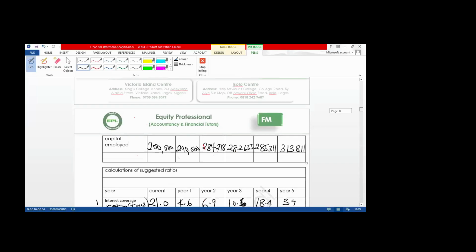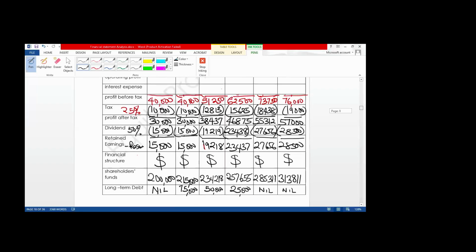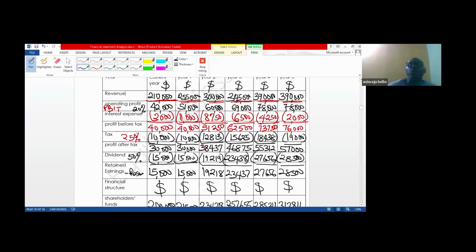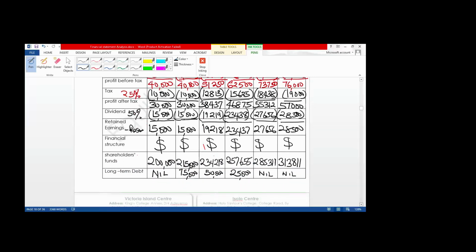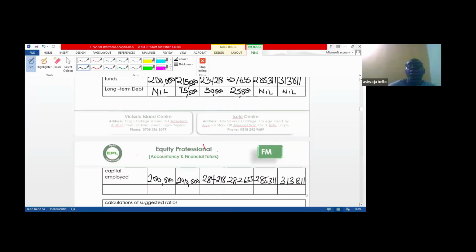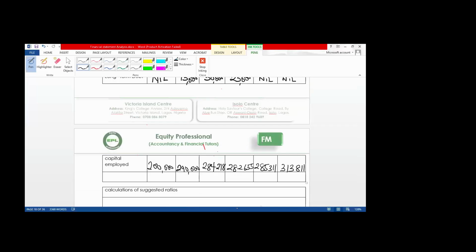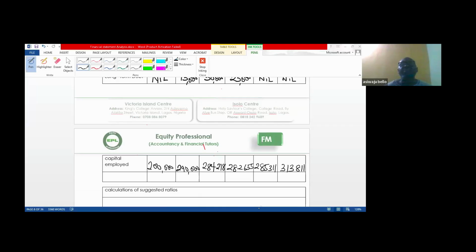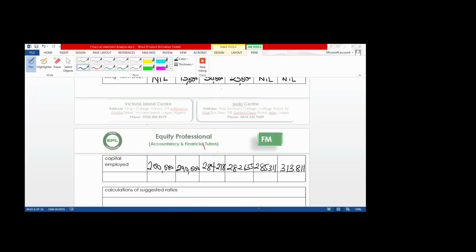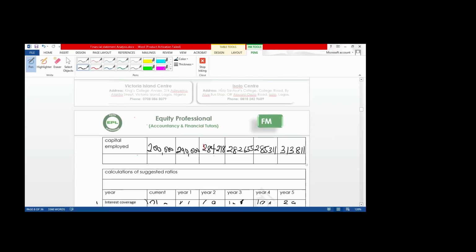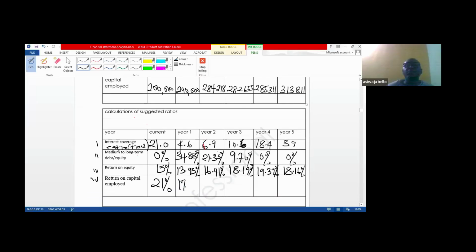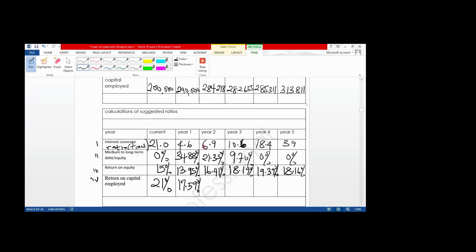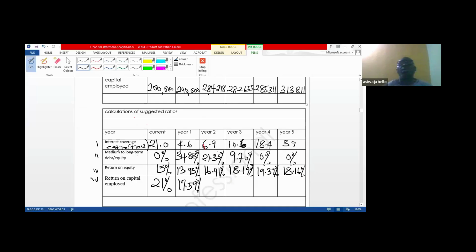For year one, $51,000 divided by total capital employed year one, 290,000. 51 divided by 290 is 17.59%.